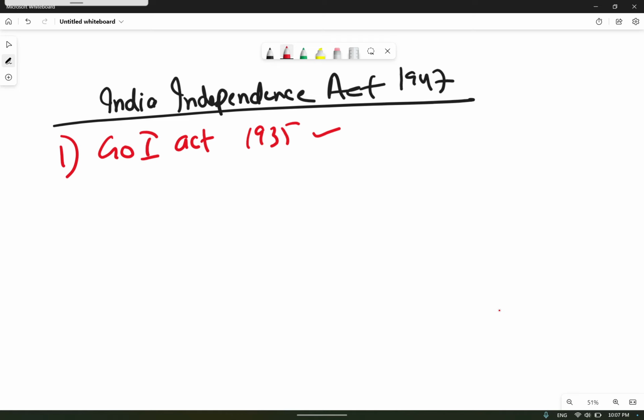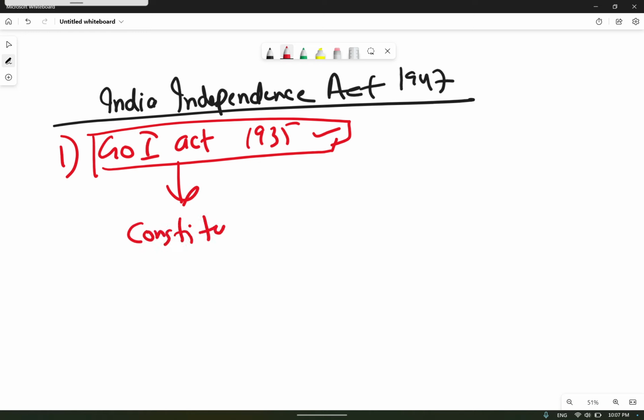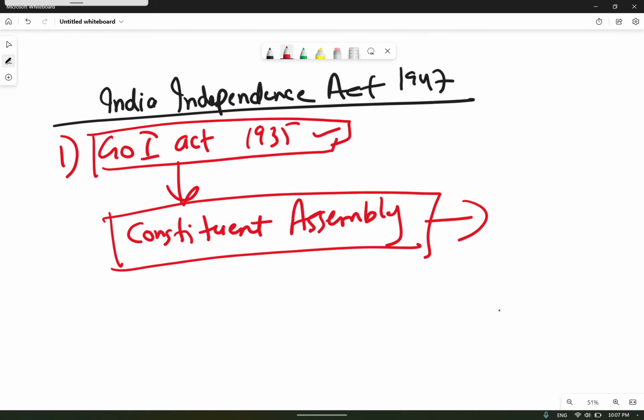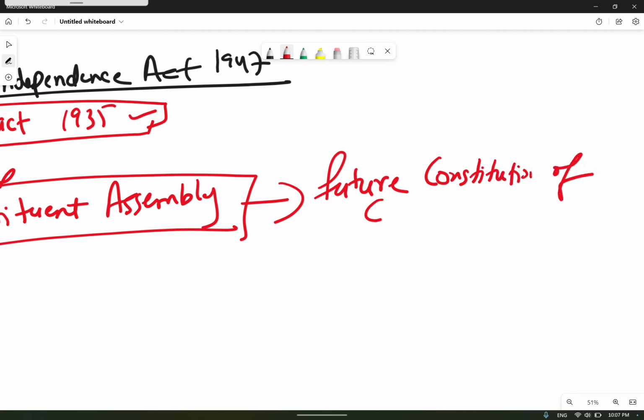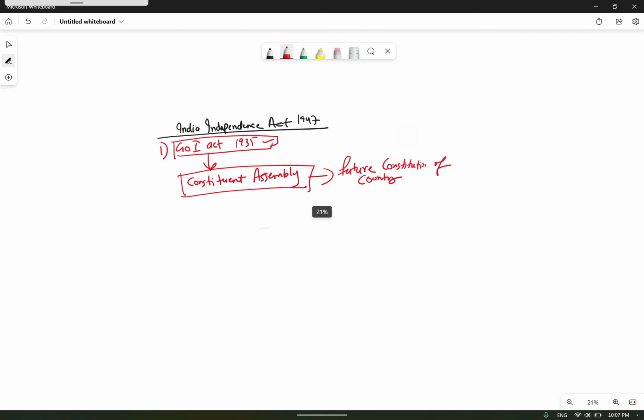So under this act, they amended the Government of India Act to make a separate constituent assembly to form the future constitution of their country. I'm talking about both India and Pakistan.